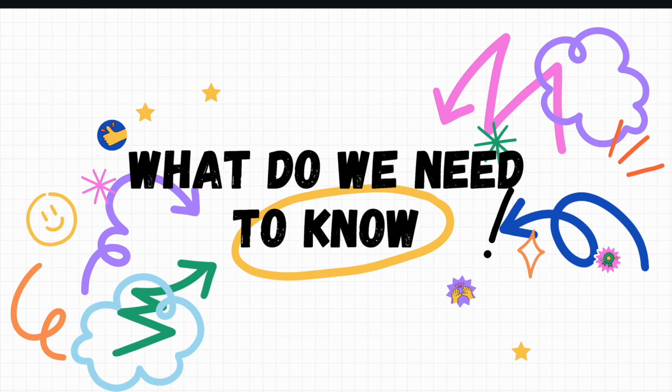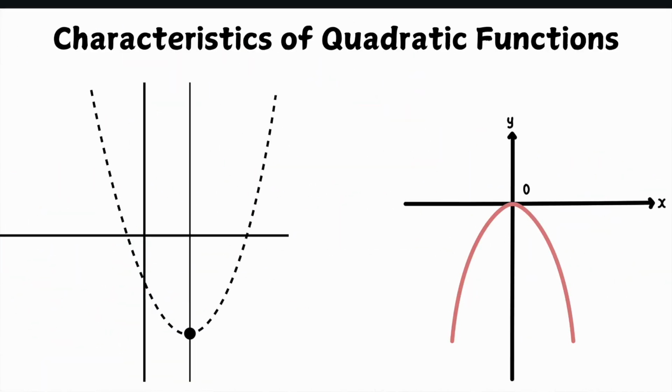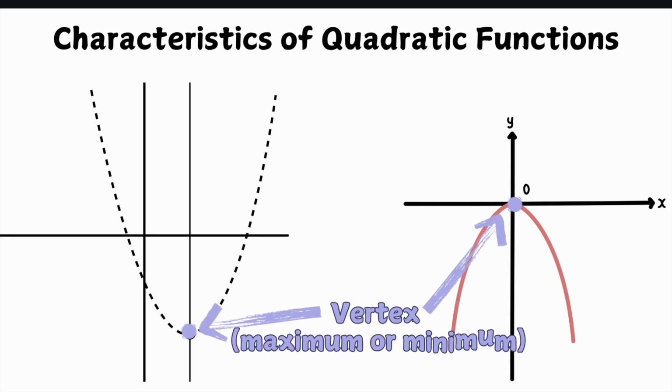What do we need to know? For us to talk about characteristics of quadratics, we need to focus on the three main ones. First, we have these points right here. This one and this one. This is called a vertex, which sometimes will be a minimum if it's the lowest point in your quadratic, or the maximum if it's the highest point, depending on what shape of quadratic function you'll have.